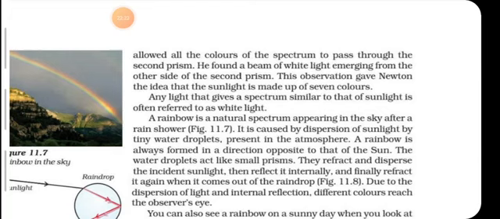It is caused by the dispersion of sunlight by tiny water droplets present in the atmosphere. A rainbow is always formed in the direction opposite to that of the sun.